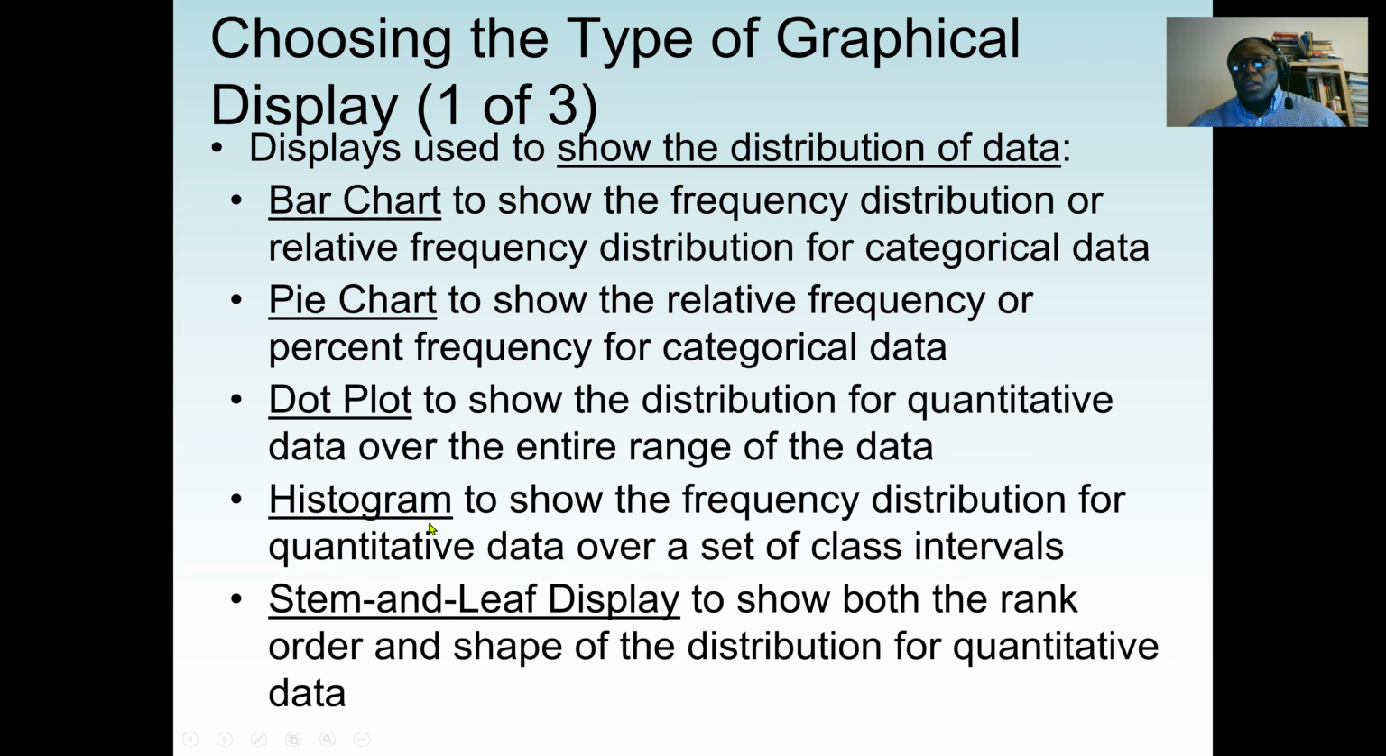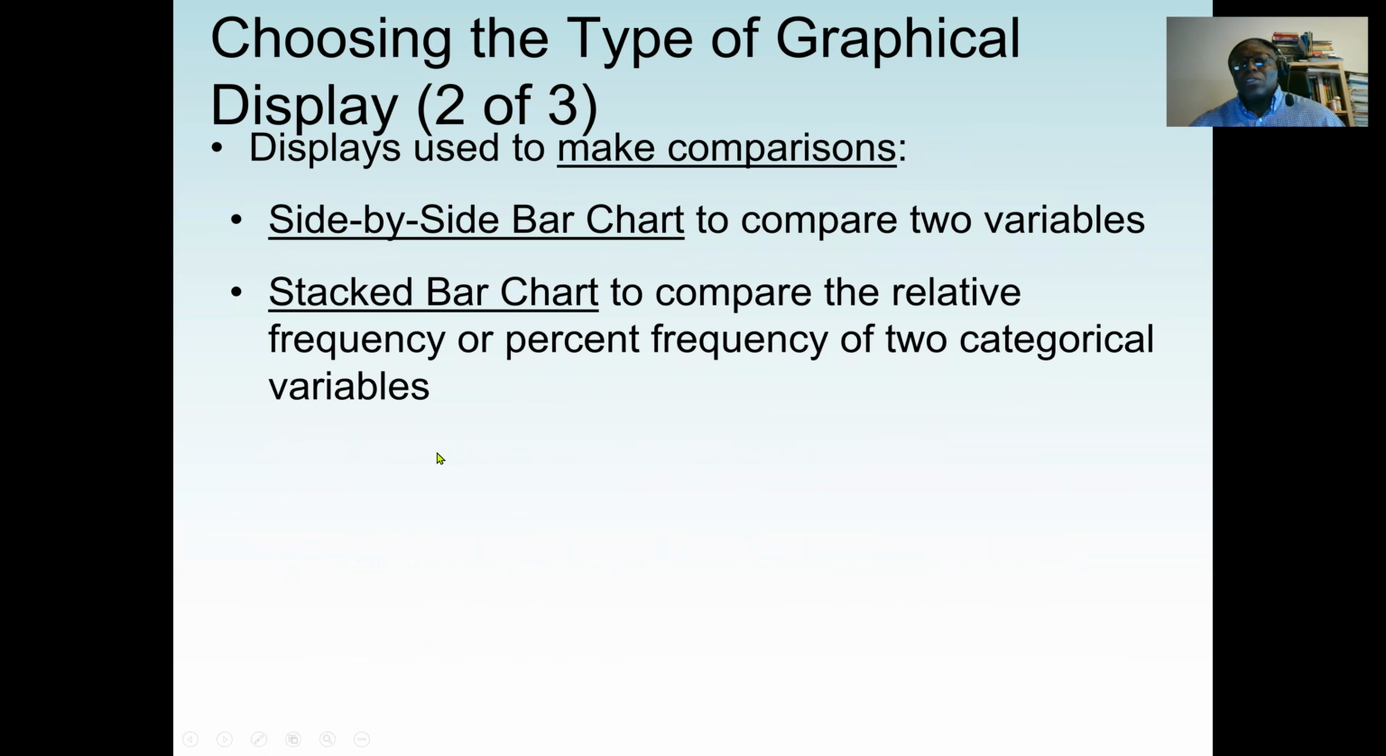We saw the histogram. Normally, a histogram will show the frequency distribution for quantitative data over a set of class intervals. And we also have a stem and leaf display, which normally shows the rank order and the shape of the distribution for quantitative data. These are all different types of graphical displays, and we can use Excel. And we even have more in Excel.